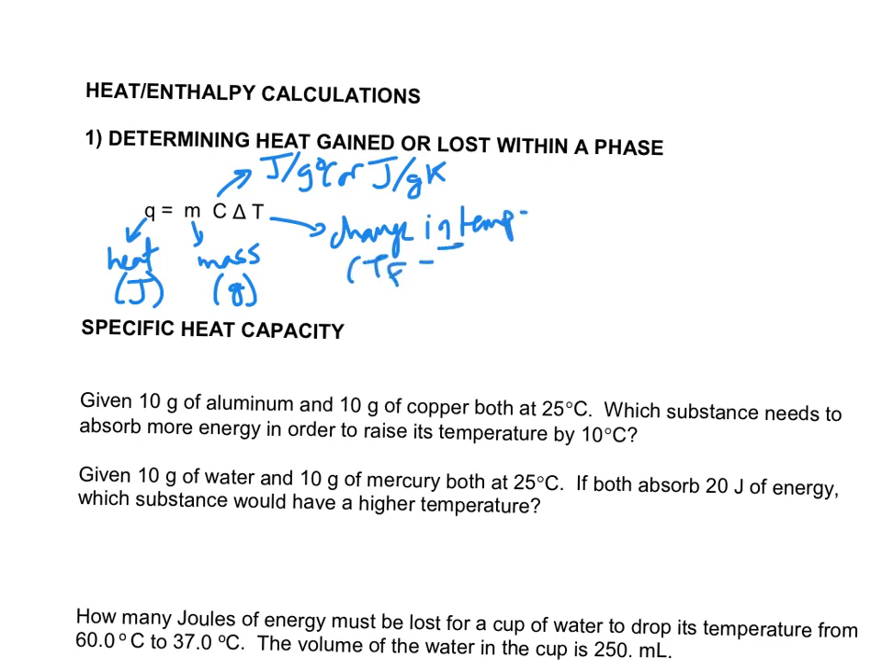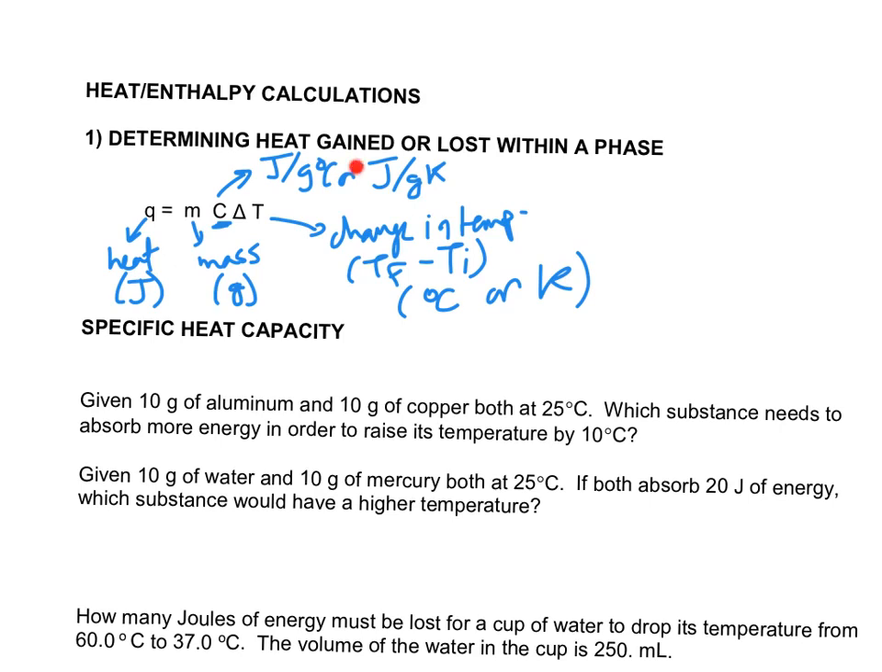It's T final minus T initial. And so this should be in degrees Celsius or in Kelvin. It's going to be the same value whether it's degrees Celsius or Kelvin. Same thing with C. It's going to be the same value also if it's in joules per gram Celsius or joules per gram Kelvin.